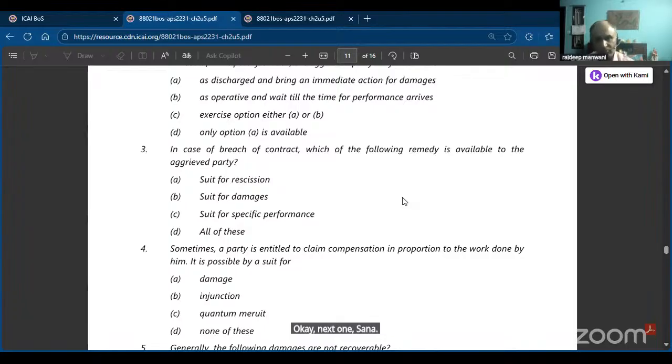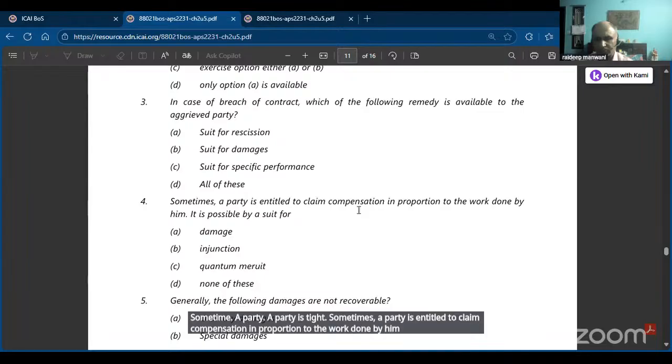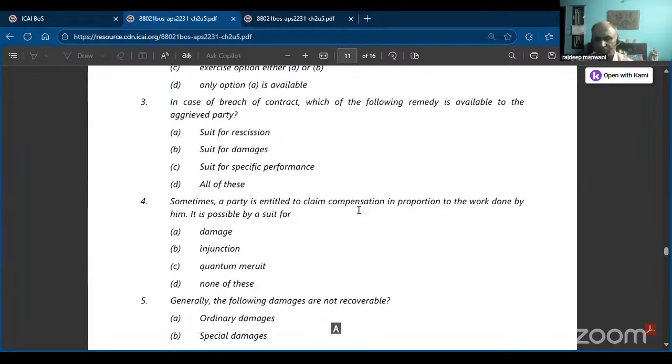Sir, Adrit. Yes, sir. He'll read out the question. Fourth question: A party is entitled to claim compensation in proportion to the work done by him. It is possible by a suit for A. Damage, B. Injunction, C. Quantum merit, D. None of these.